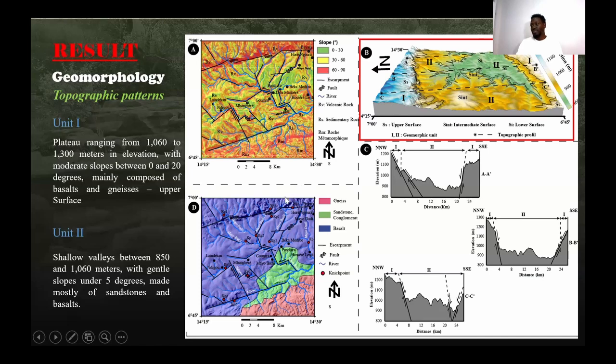The second unit consists of shallow valleys between 850 and 1060 meters with gentle slopes under 5 degrees, made mostly of sandstone and basalt, including both intermediate and lower surfaces, represented in the model in yellow and green. We can observe the slope map, which shows high slope areas represented in red between the two units. And from the digital elevation model, a topographic profile oriented north-northwest, south-southeast, reveals a normal boundary fault that delimits the Mbere Rift.